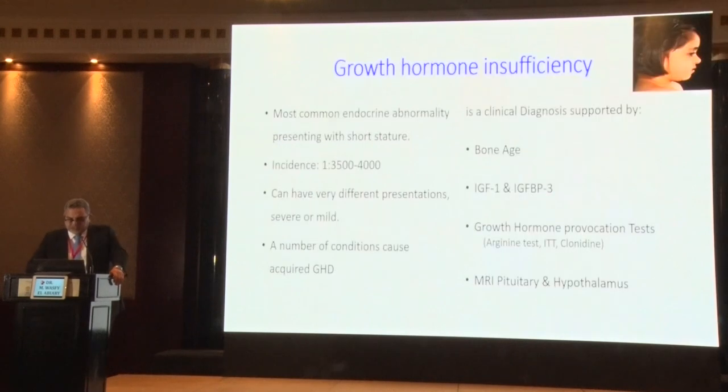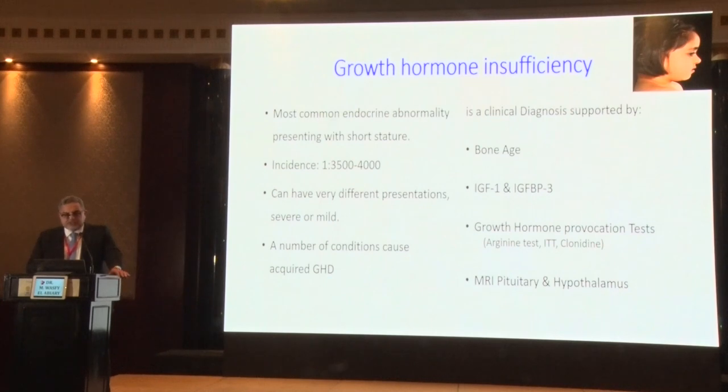This is an interesting one. This boy actually has growth hormone insufficiency, the most common endocrine abnormality presenting with short stature. Its incidence is about 1 in 3,500 to 4,000. It can have very different presentations. A number of conditions can cause acquired growth hormone deficiency, especially following brain tumors, for example, or injury and trauma.